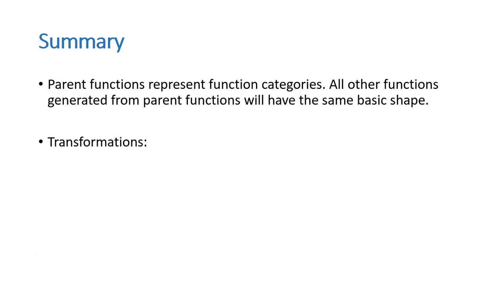So we have 3 types of transformations. In each case, we have a vertical and a horizontal version. So our first type of transformation is a shift. So shifting occurs when we add or subtract either onto the function, that's going to be a vertical shift, or add or subtract onto the function's input, that's going to be a horizontal shift.